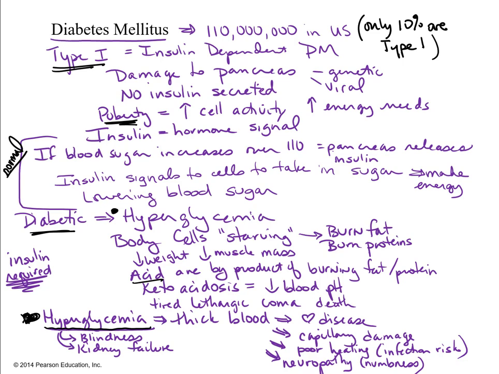So this is where hyperglycemia is really important, managing and making sure that you keep your blood sugar below that 110, not having periods of 200, 300, 400, because that thick blood shuts down capillary beds and they're not going to grow back because they just become scar tissue.